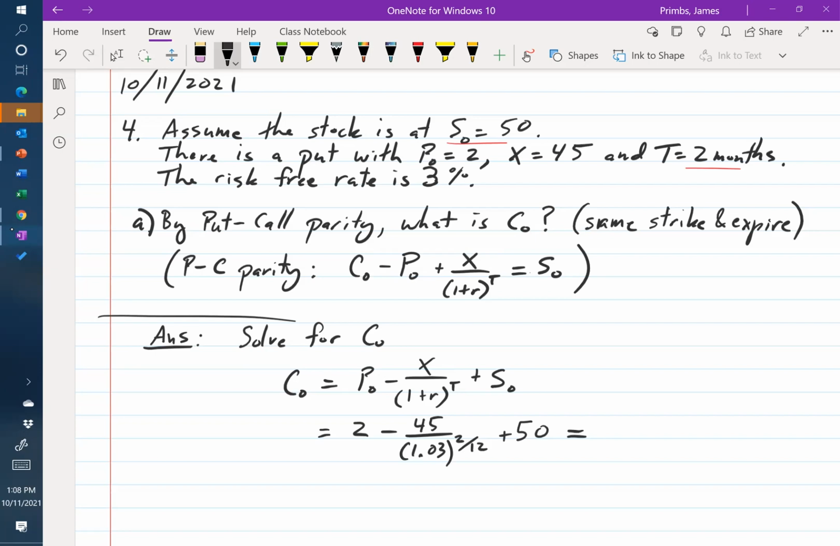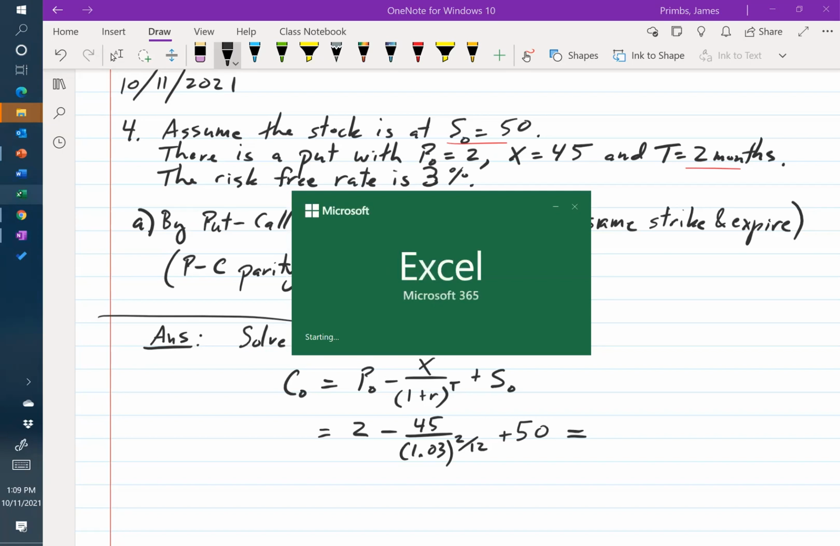So maybe the 7 looks a little closer. What did you get? 7.083. What was yours? 7.26. Now they're all different. 7.22. Now we have 4 different. Okay. So it should be just 2 minus 45 over 1.03 to the 1/6 plus 50. Let me see if I can remember that. Oh boy, now Excel is going to take forever to start up. Come on.